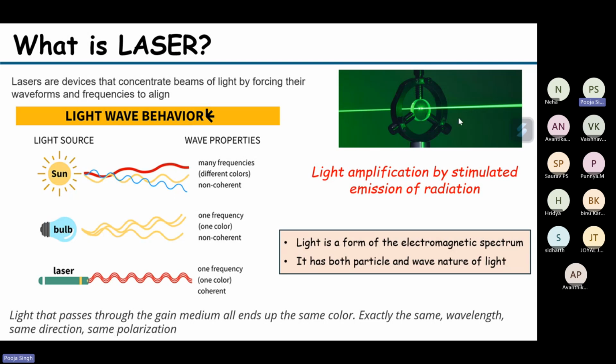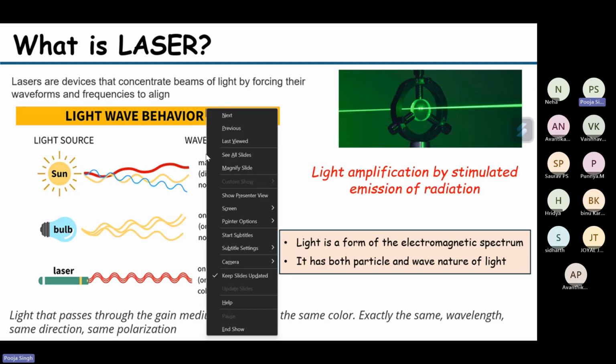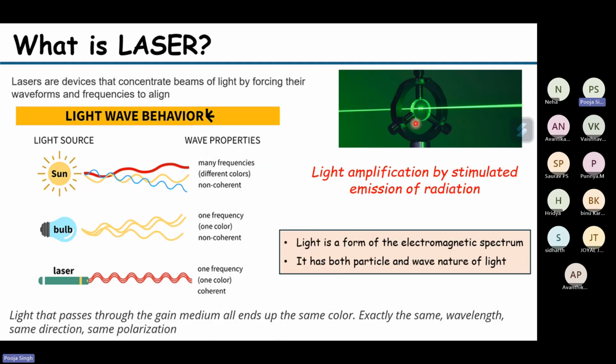The full form of laser is light amplification by stimulated emission of radiation. This is the full form of the laser. L means light, A represents amplification, S stimulated emission, and R represents radiation.